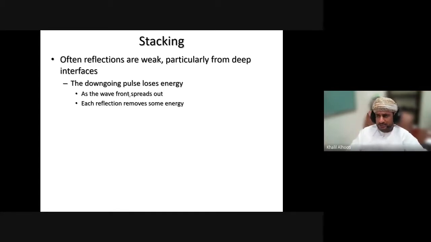But before that, what is stacking? And why do we call it stacking? The term itself, stacking, I believe, came to you before. We talked about vertical stacking, which is repeating the measurement at the same points. Here, stacking, the term itself in seismic reflection, is somehow different.